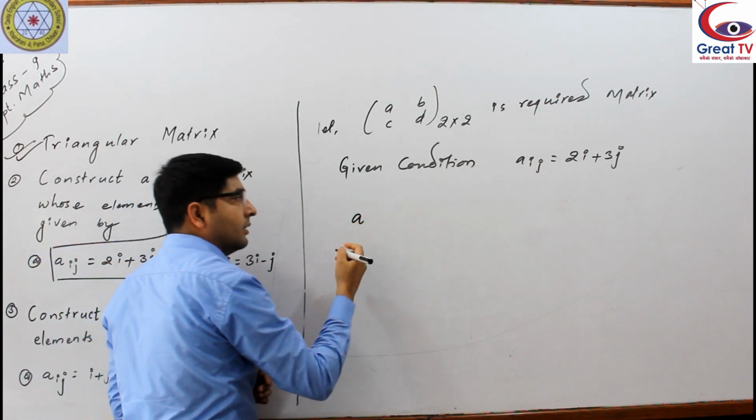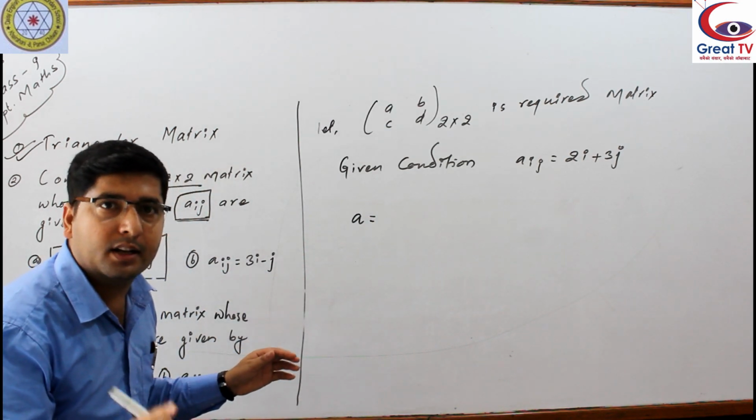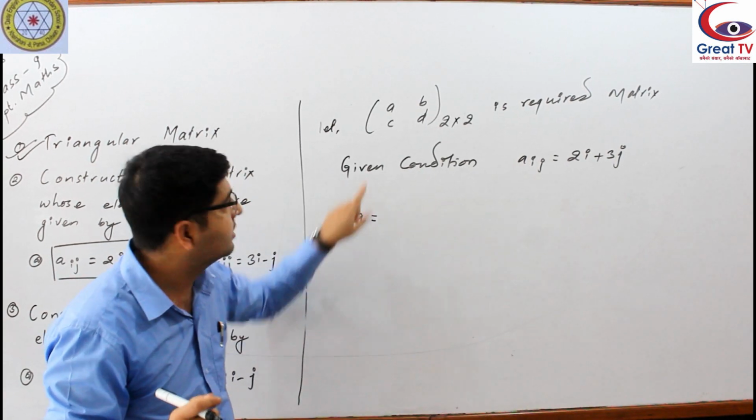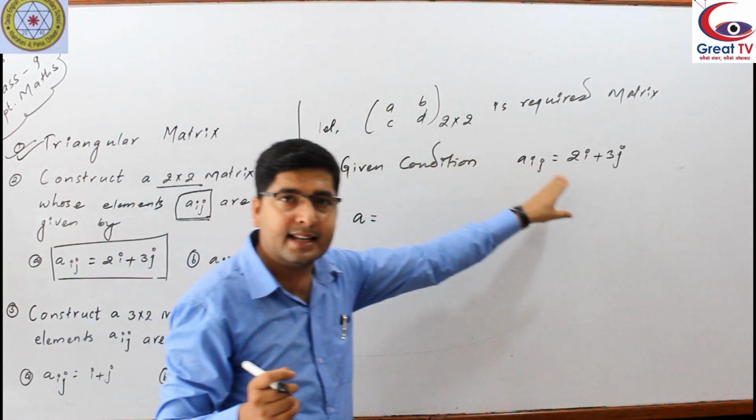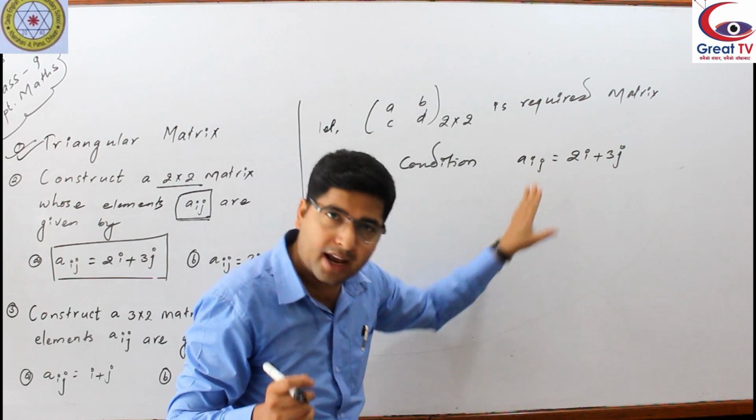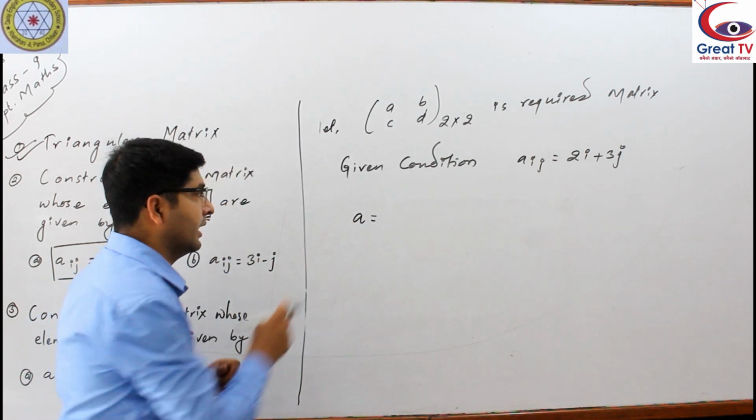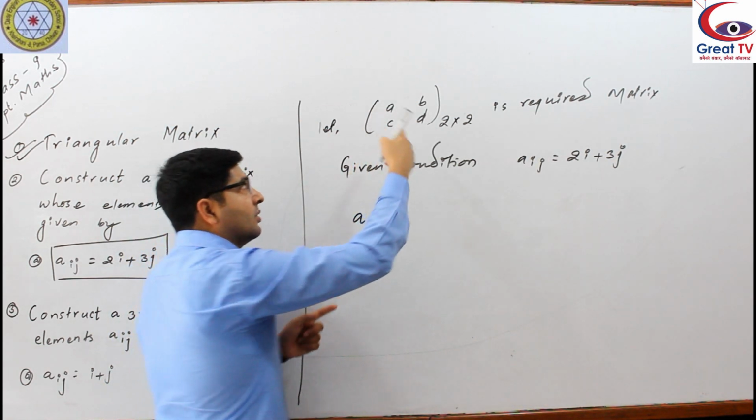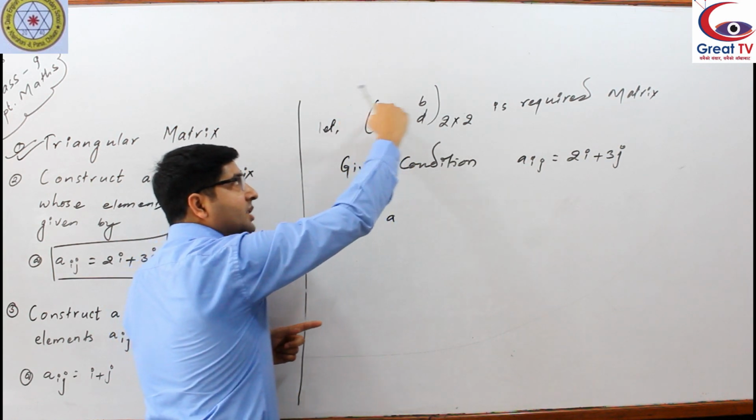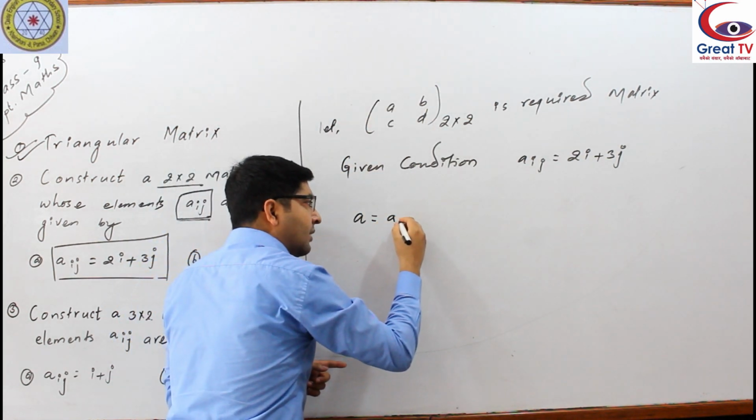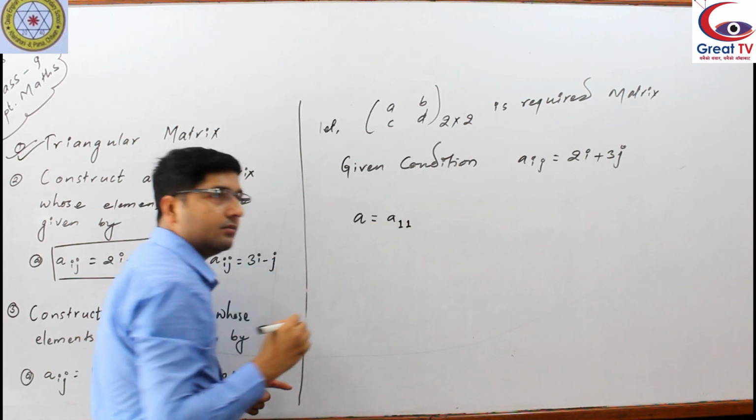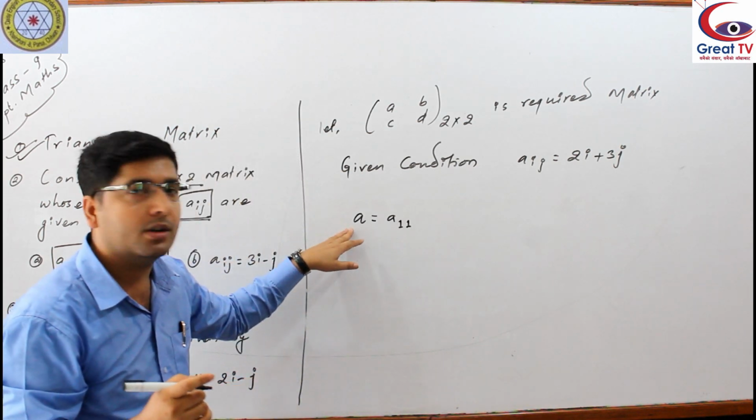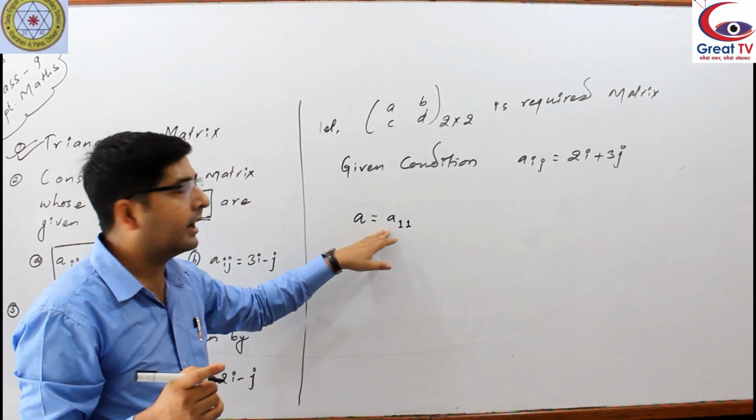So A, can you express A in the form of aij? Look here. A lies on first row and first column. So you can write A is equal to a11. This A lies on first row and first column, so you can represent A in the form of a11.